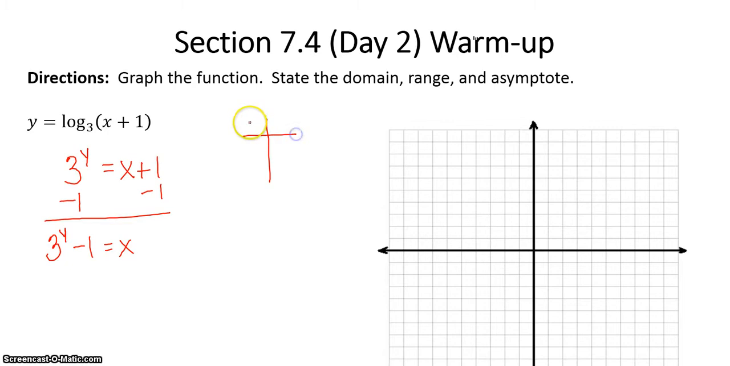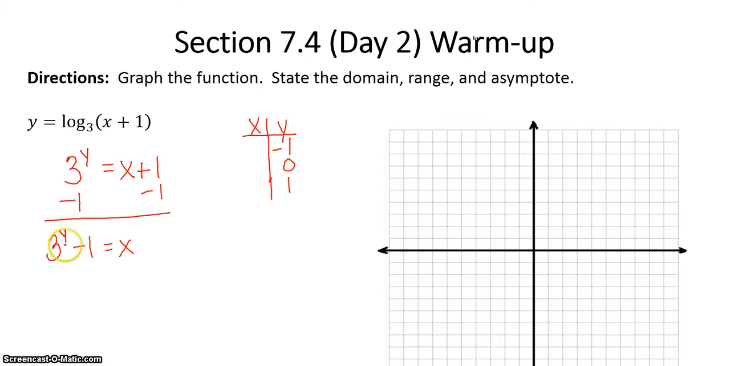So then I'm going to make an xy table of at least 3 points. Usually we plug in the x's and then get the y values. Well, now we're going to choose y values to plug in so that we can get the x values. Now I'm going to just choose -1, 0, 1 as my y values. You can plug in 0, 1, 2 if you want, however you want to do that.